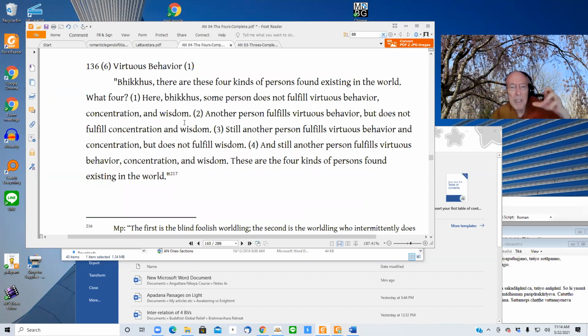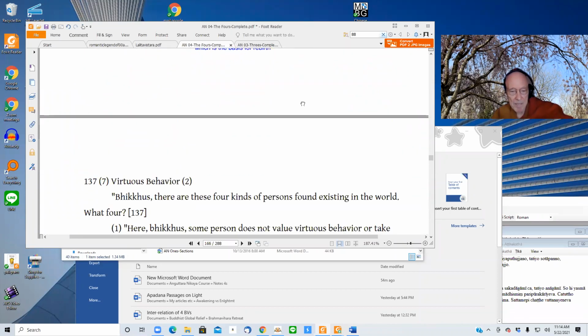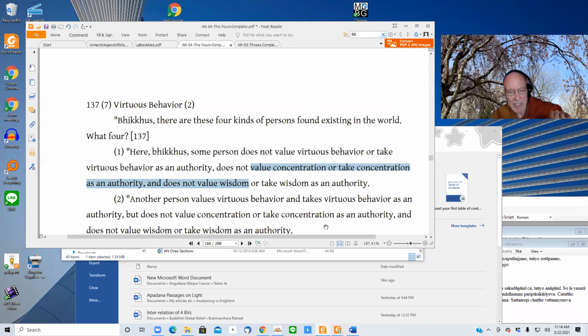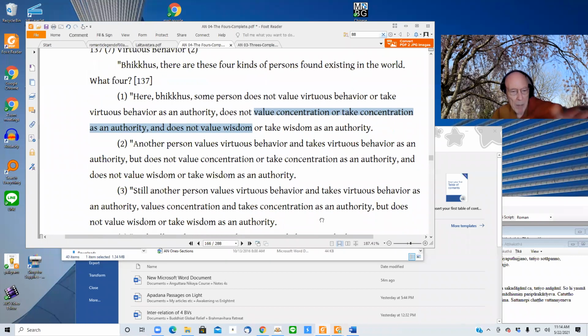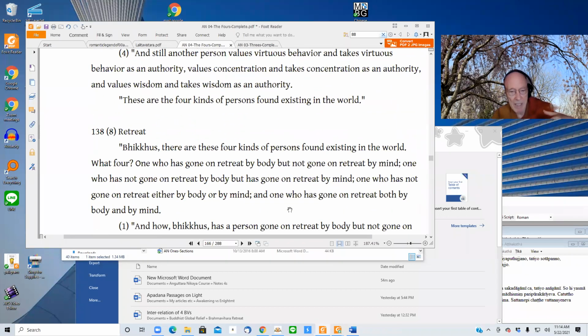And the fulfillment of wisdom would be developing the wisdom to the extent that it eradicates the asavas, the deep primordial defilements that maintain the cycle of repeated birth and death. Let's just see whether there are any other interesting suttas to follow, then we'll take questions. Okay, number 137 pretty much just corresponds to 136. It expresses it in a different way.